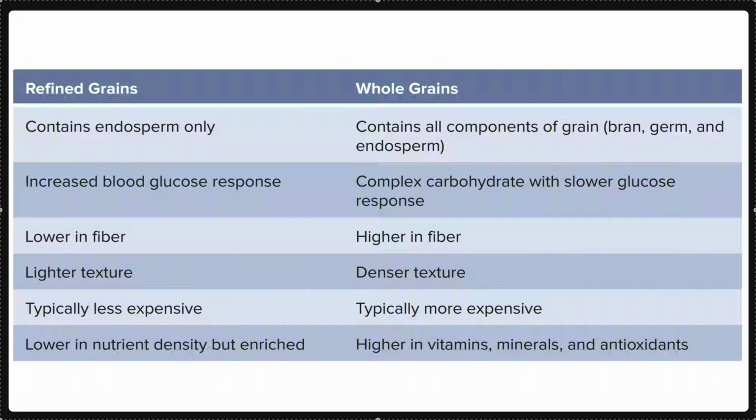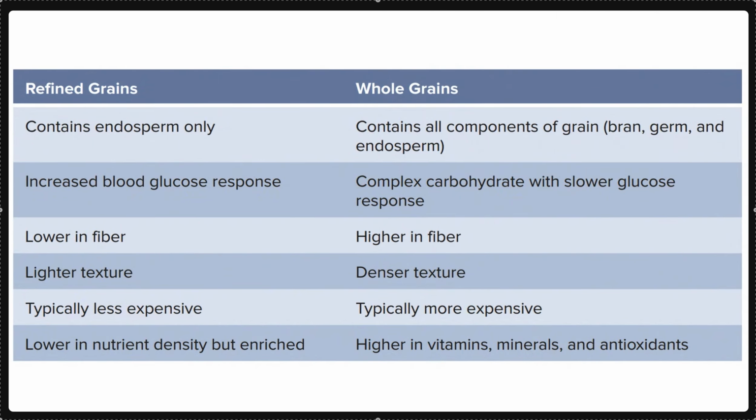Refined increases blood glucose response, which is very bad. An increase in blood glucose response can make the pancreas cells break down, which can easily result in diabetes. But whole grains have complex carbohydrates with slower glucose response. That means they release glucose slowly into the blood in a way that the pancreas is not overwhelmed in responding to the increasing levels of glucose. I believe that's clear.